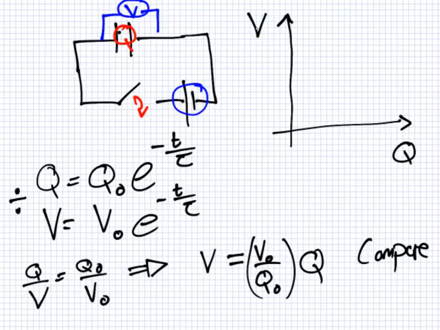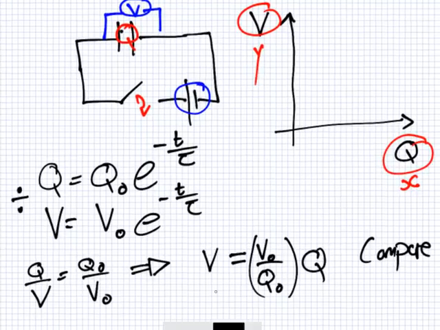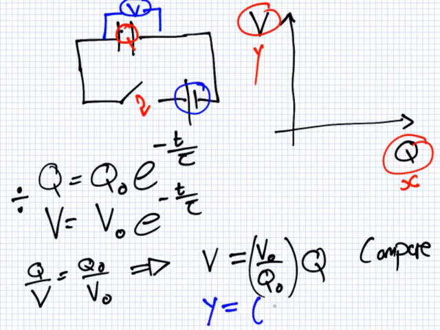Now, I want you to compare here on this graph. The V is like Y and the Q is like X. So here you have something like Y equals a constant multiplied by the X. So what type of graph is this? A graph like this? What type is it?